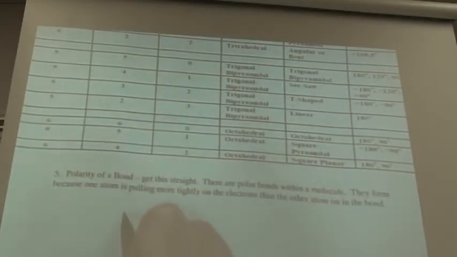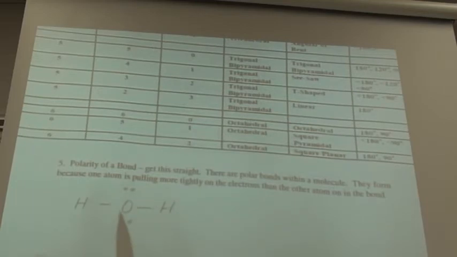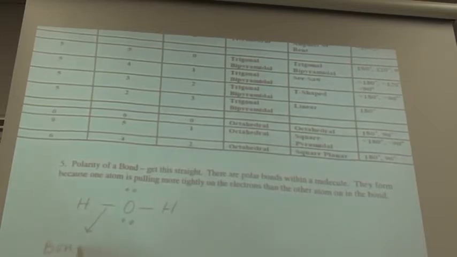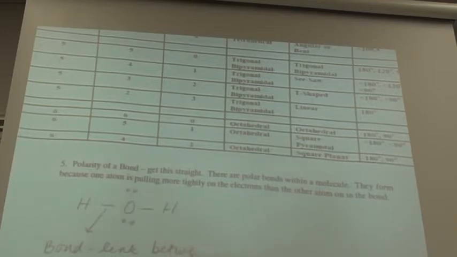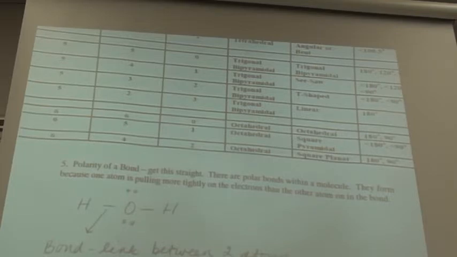All right, I need to talk about polarity of a bond, and then I want to talk about polarity of a molecule. Here is a VSEPR drawing of water. Remember, a couple of days ago, we decided that we could tell if a bond holding together two atoms is polar or not by checking the difference in electronegativity. If the difference in electronegativity is 0.5 or greater, we called it a polar bond. And I'm talking about the link between the oxygen and the hydrogen.